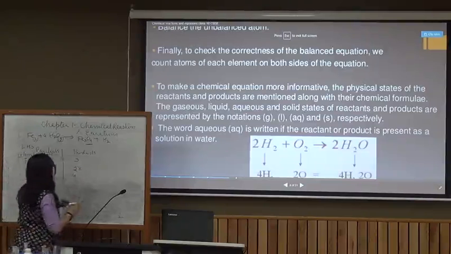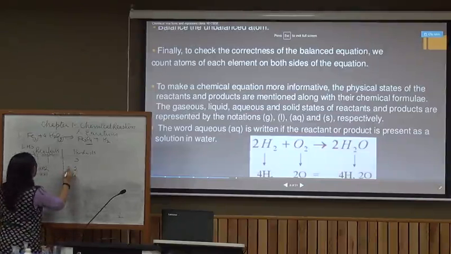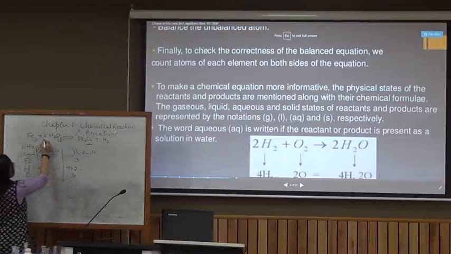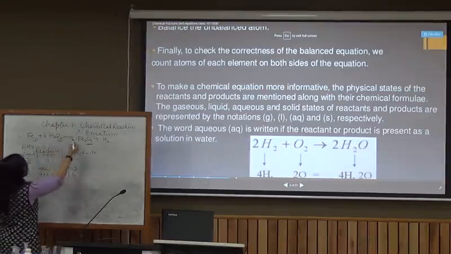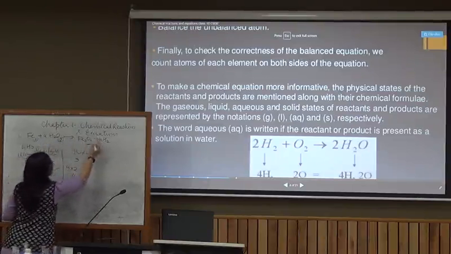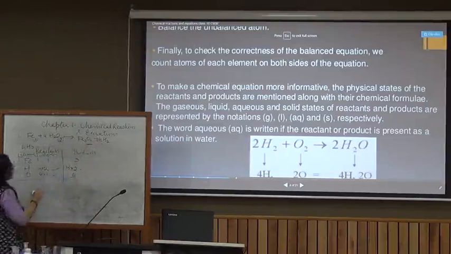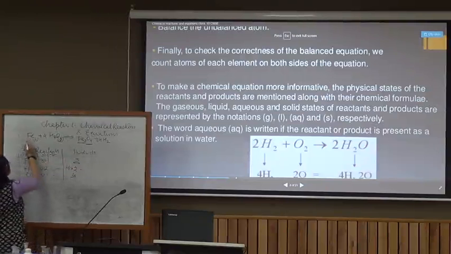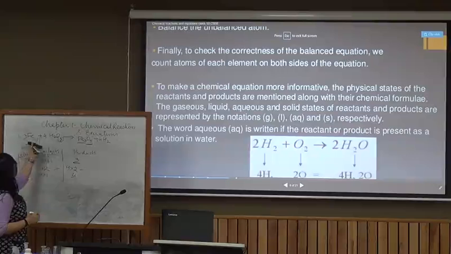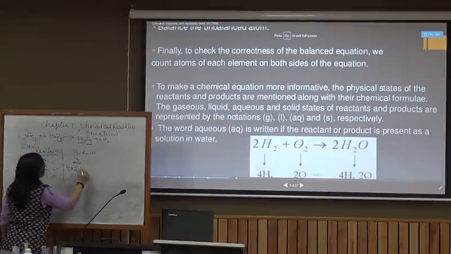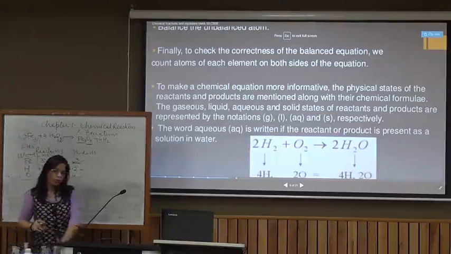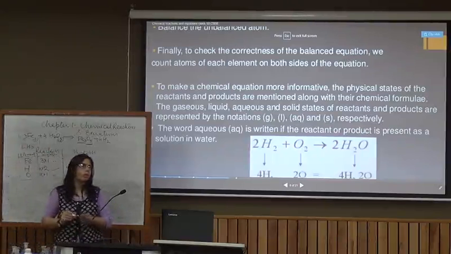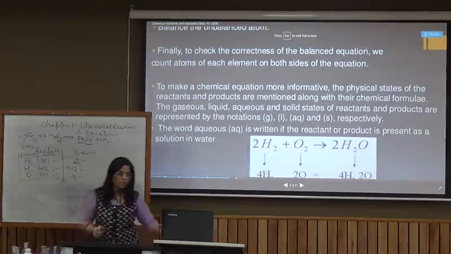So we multiply this also by 4. We do it there, 4. So this gets balanced. As soon as we multiply this by 4, hydrogens become 8. Now there are 3 atoms of iron among the products, but there is only 1, so we multiply this also by 3. Putting 3 here balances the chemical equation. So that's how we balance the chemical equation. Any equation that you have can be balanced following these steps.